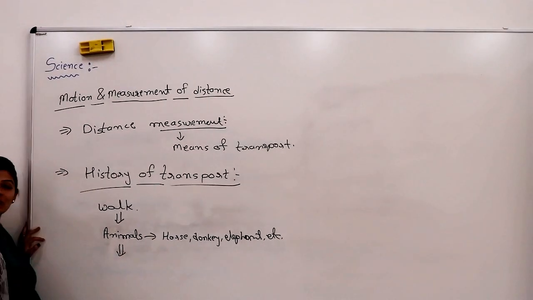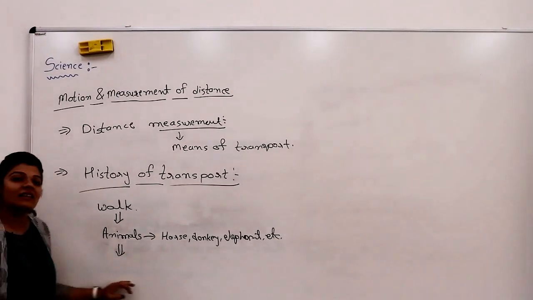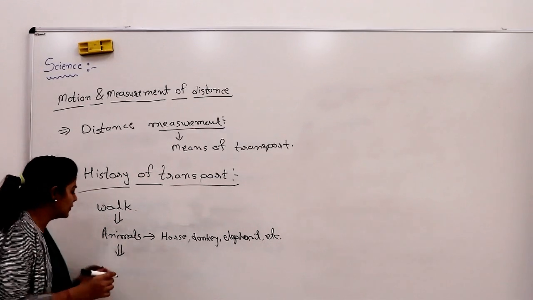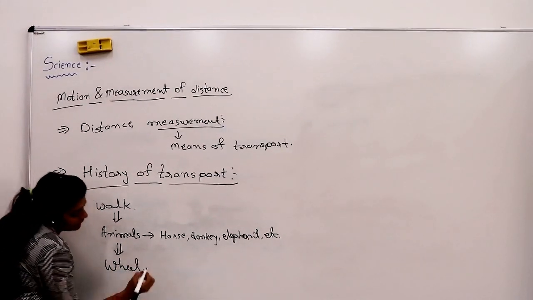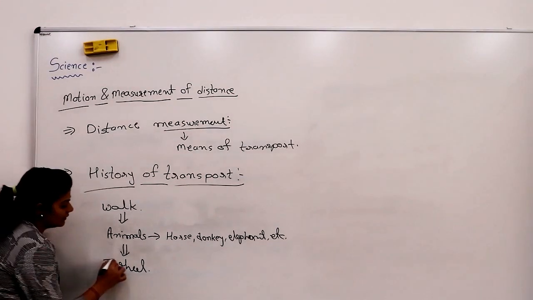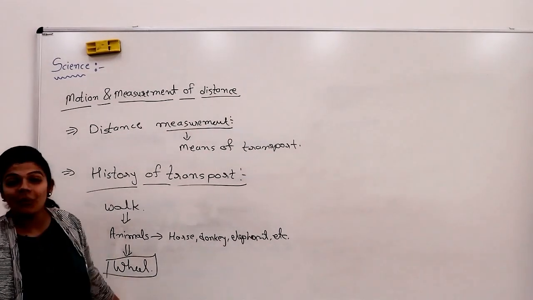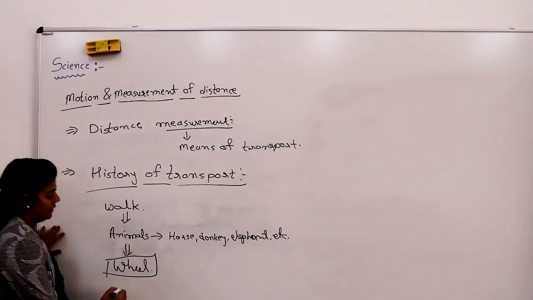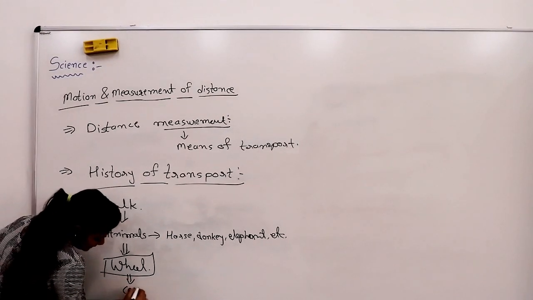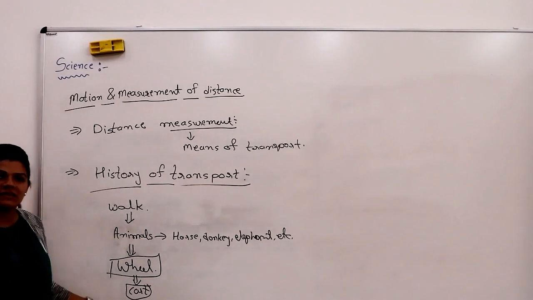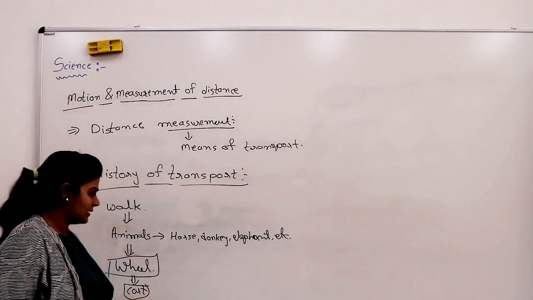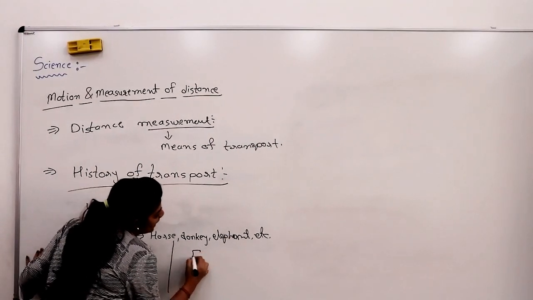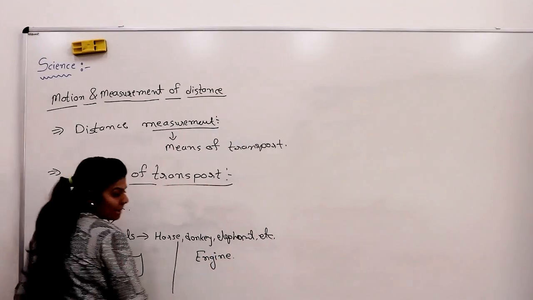Afterwards, there was the discovery of the basic component, the basic requirement of transport, which is the wheel. The discovery of the wheel is considered the turning point in the history of transport. After the discovery of the wheel, they started using carts, bullock cart, camel cart, etc. Then there was the discovery of engine.